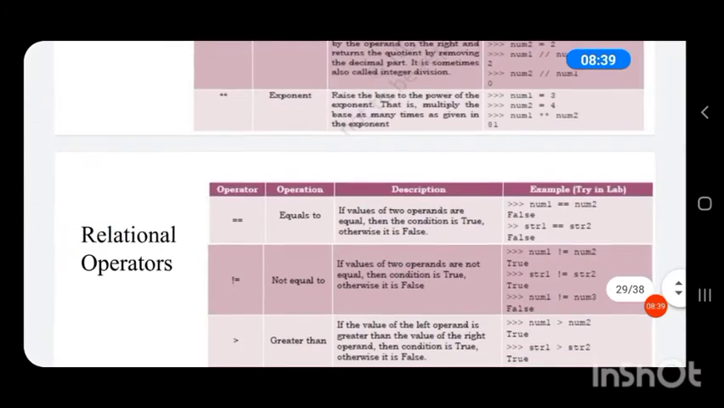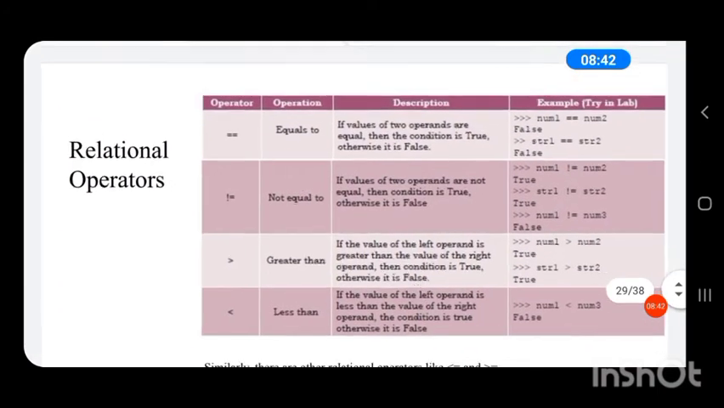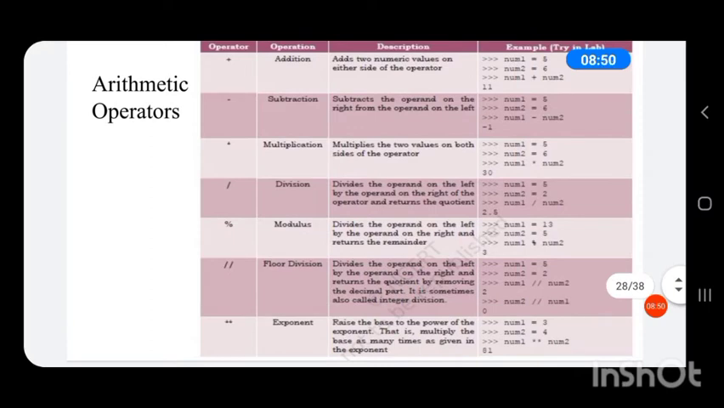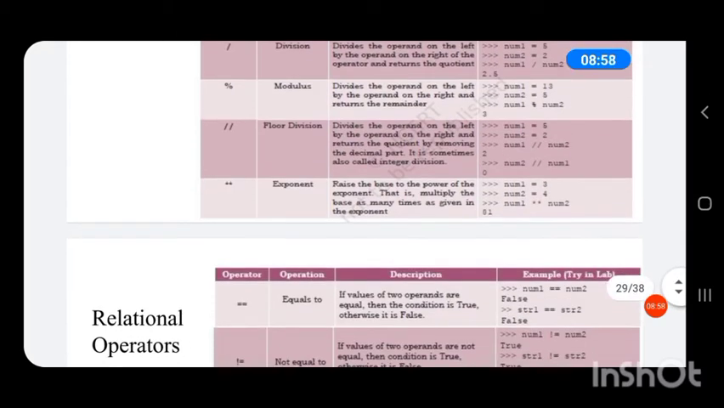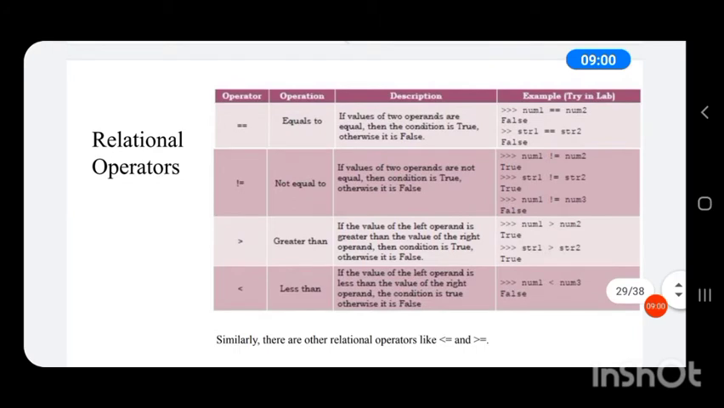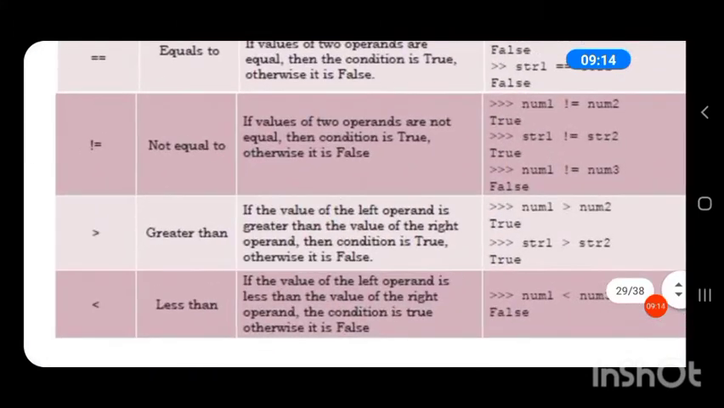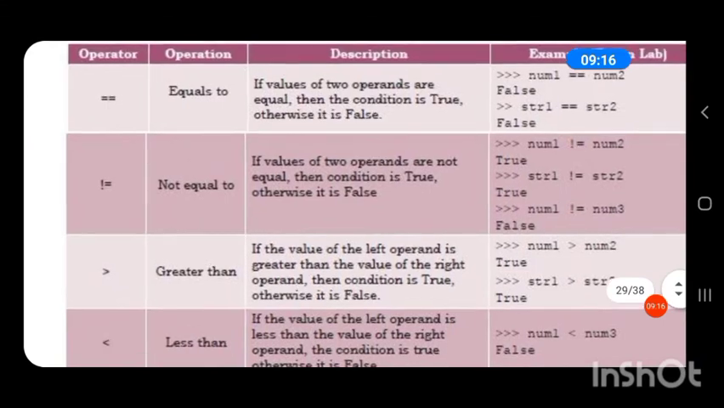Next operator is relational operator. So we have certain relational operators. Here we have studied arithmetic operators. They are addition, subtraction, multiplication, division, modulus, floor division and exponent. Now we are going to study relational operators. This relational operator tells whether there is any relationship between the two variables. So the different types of relational operators are, equal to equal to.